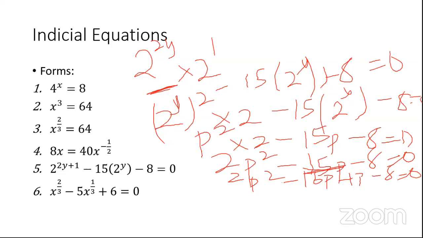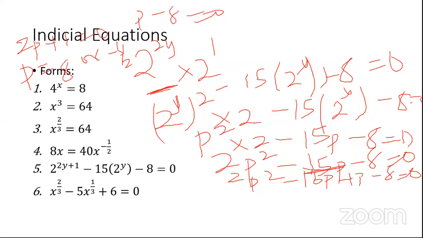So at the end of the day, you are going to have 2p plus 1 equals 0 and p minus 8 equals 0. So our p equals 8 or minus half.